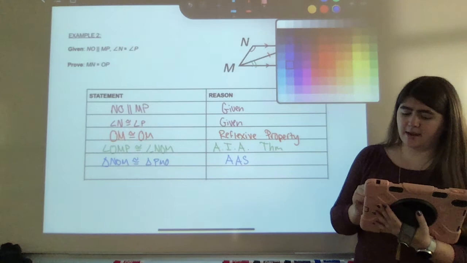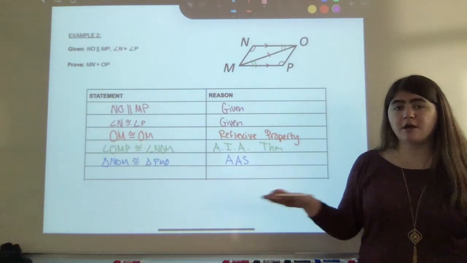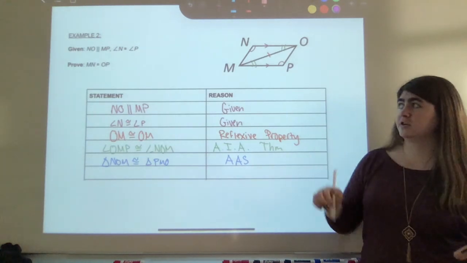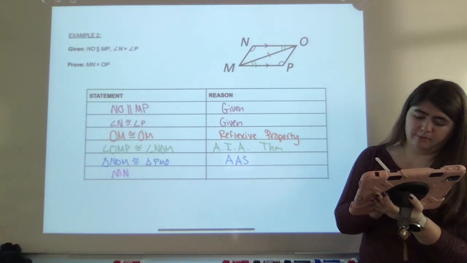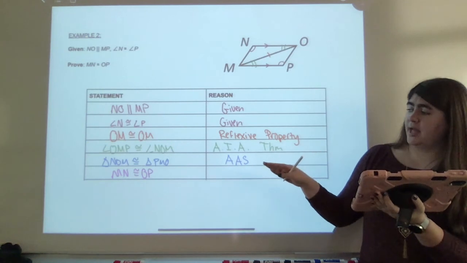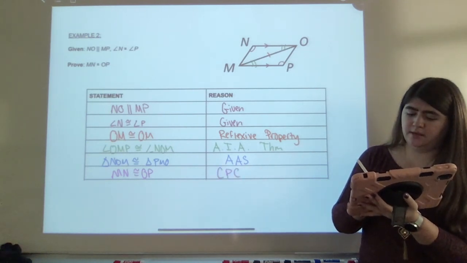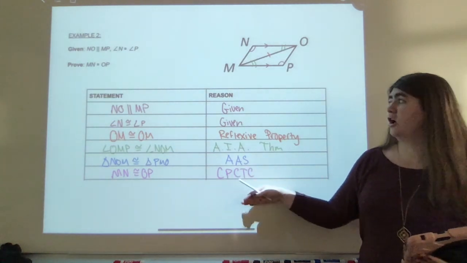Okay, so now that I have two congruent triangles, I can then conclude that all other pieces of those triangles, as long as they're corresponding, are congruent. So I have MN that I'm trying to show, and I can now say that MN is congruent to OP using the CPCTC. Corresponding parts of congruent triangles are congruent.